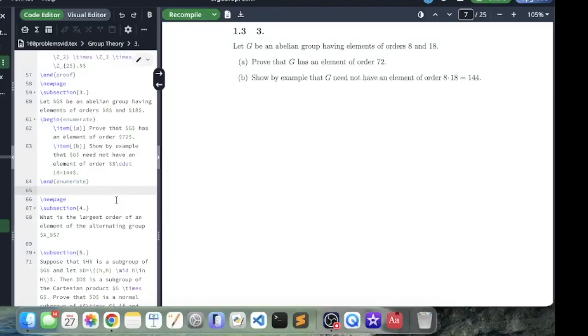All right, problem 3 in group theory. Let G be an abelian group having elements of orders 8 and 18. Prove that G has an element of order 72.